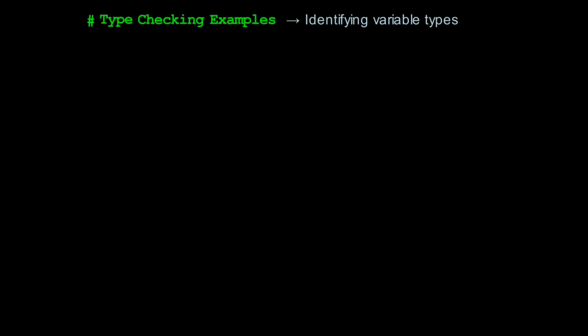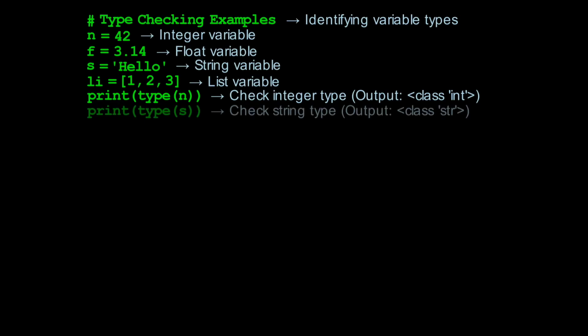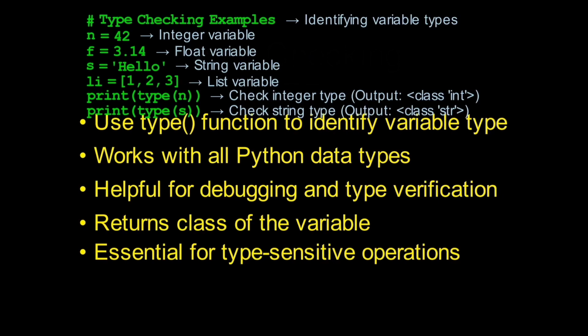Let's examine type checking in practice. n = 42, f = 3.14, s = "hello". li = [1, 2, 3] makes a list. print(type(n)) shows us it's an integer. print(type(s)) confirms it's a string. Understanding variable types helps prevent errors and ensures the code works as intended.